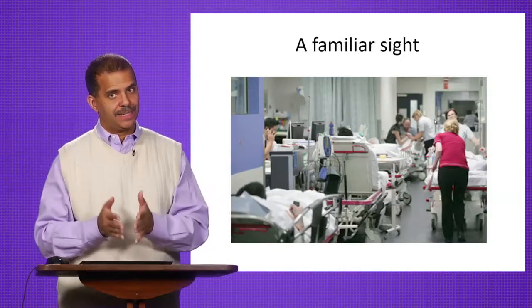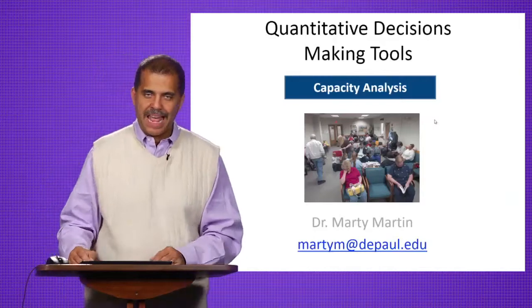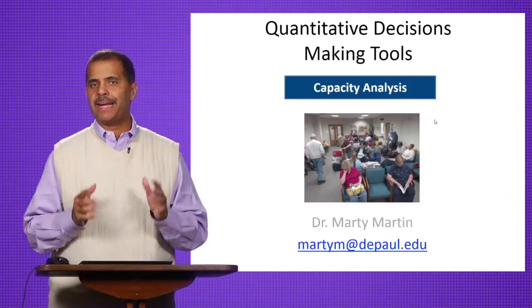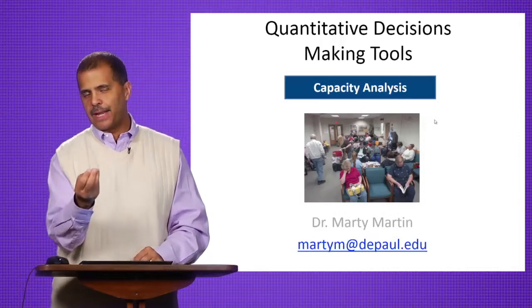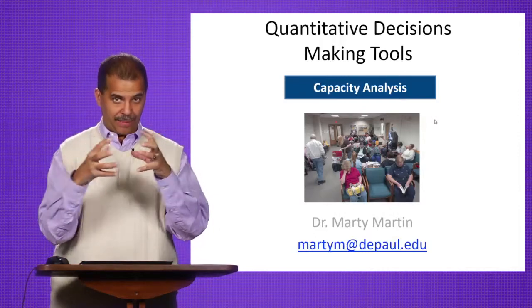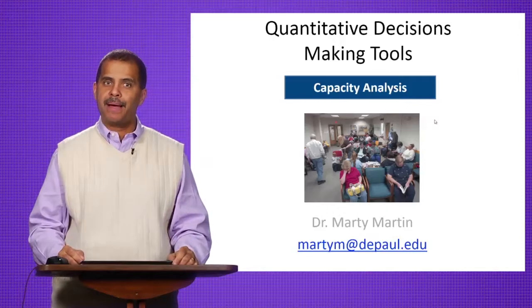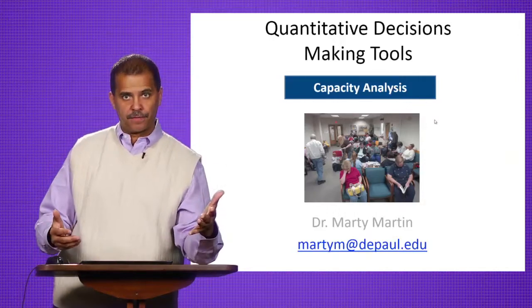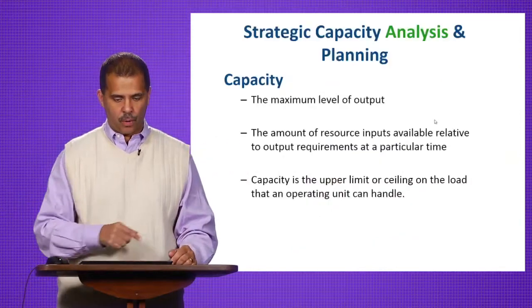Converge, then you diverge. Now let's talk about the second tool, which is related, which is capacity analysis. Because if you really go back to that particular image of the crowded waiting room, it's probably about either the demand is too high, or the capacity is not enough. Hence, you kind of have chaos in the hallways.